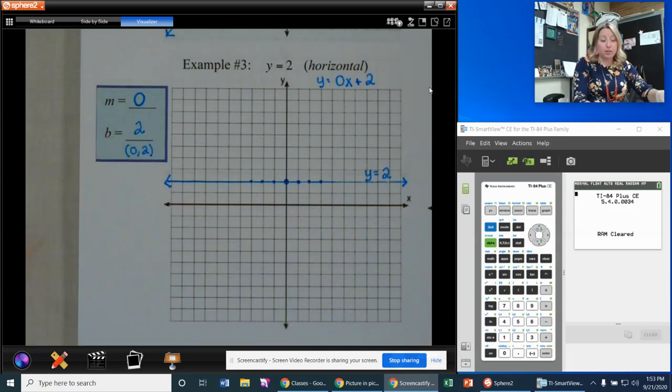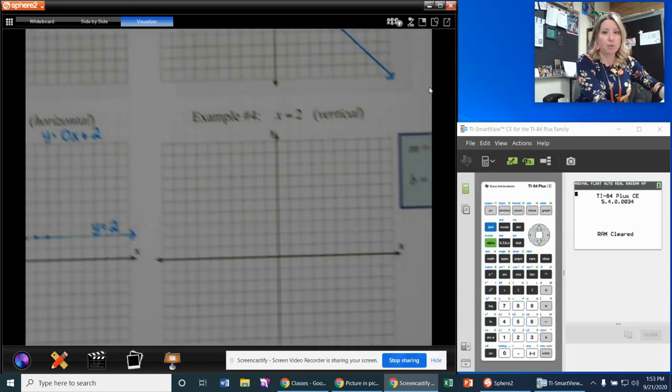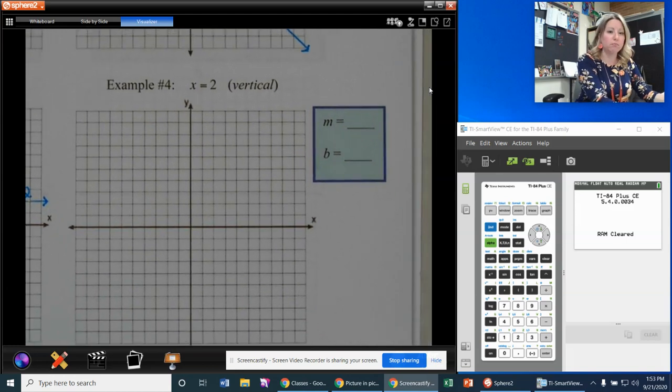Example 4, however, not so much. Example 4, gave myself a little crib note there. Vertical. Okay.